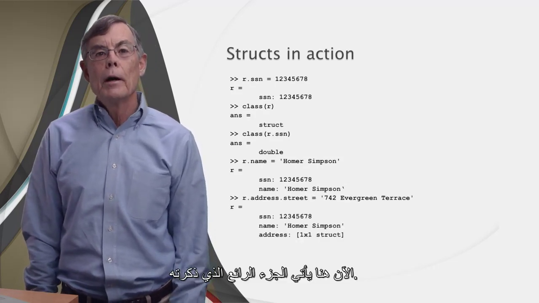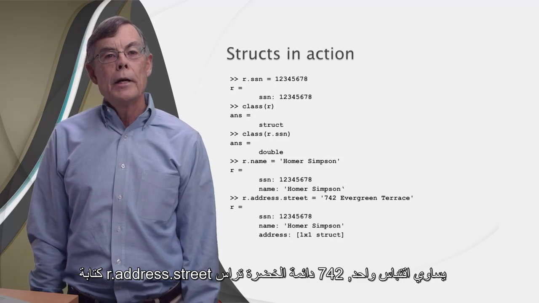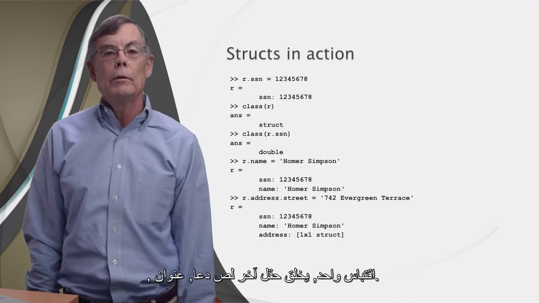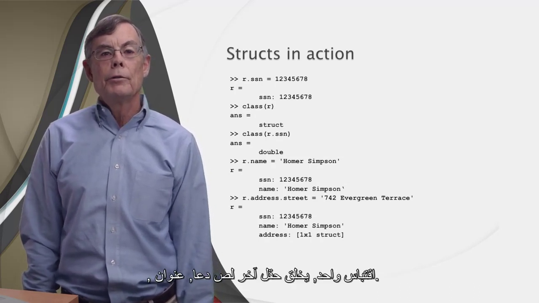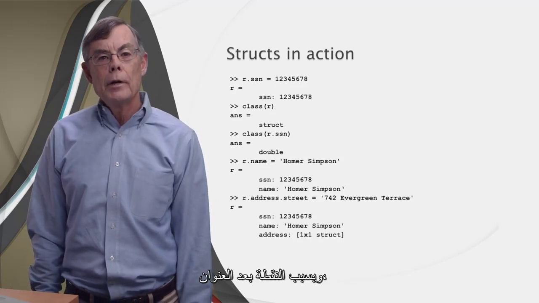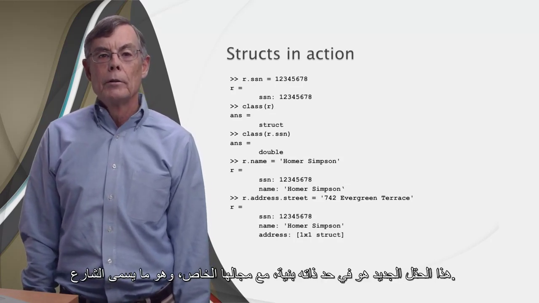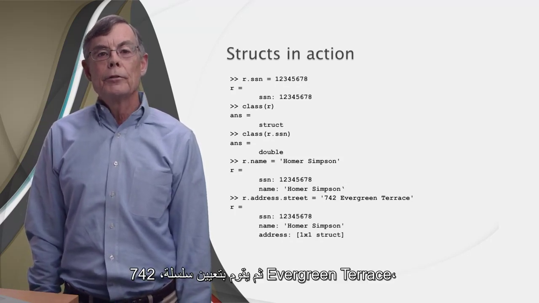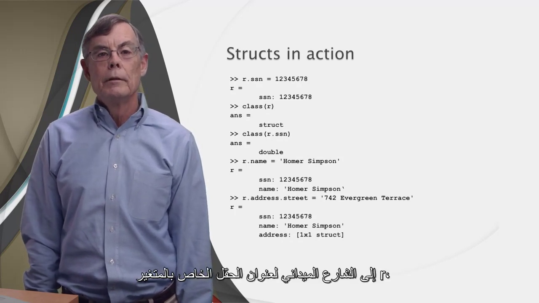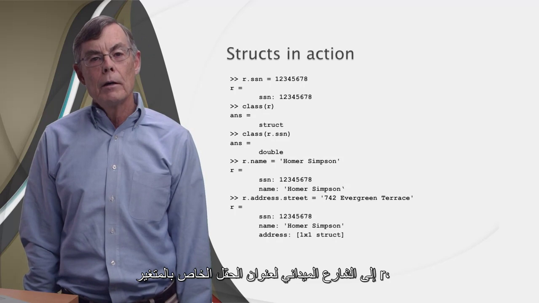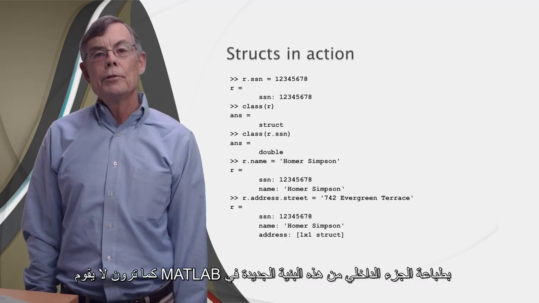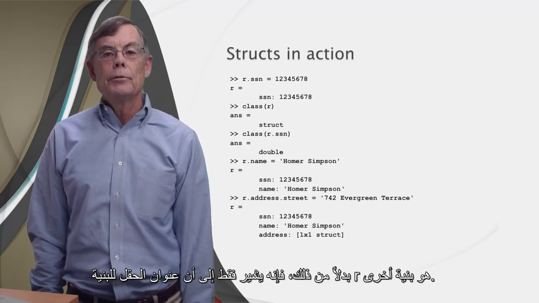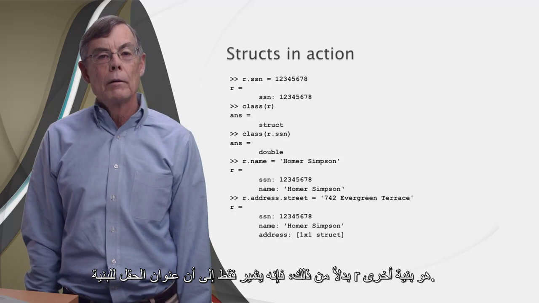Now here comes the cool part I mentioned. Typing r.address.street = '742 Evergreen Terrace' creates another field for r called address. And because of the dot after address, this new field is itself a struct with its own field, which is called street. And then it assigns the string 742 Evergreen Terrace to the field street of the field address of the variable r. As you can see, MATLAB doesn't print the inside of this new struct in the command window directly. Instead, it just signals that the field address of the struct r is another struct.